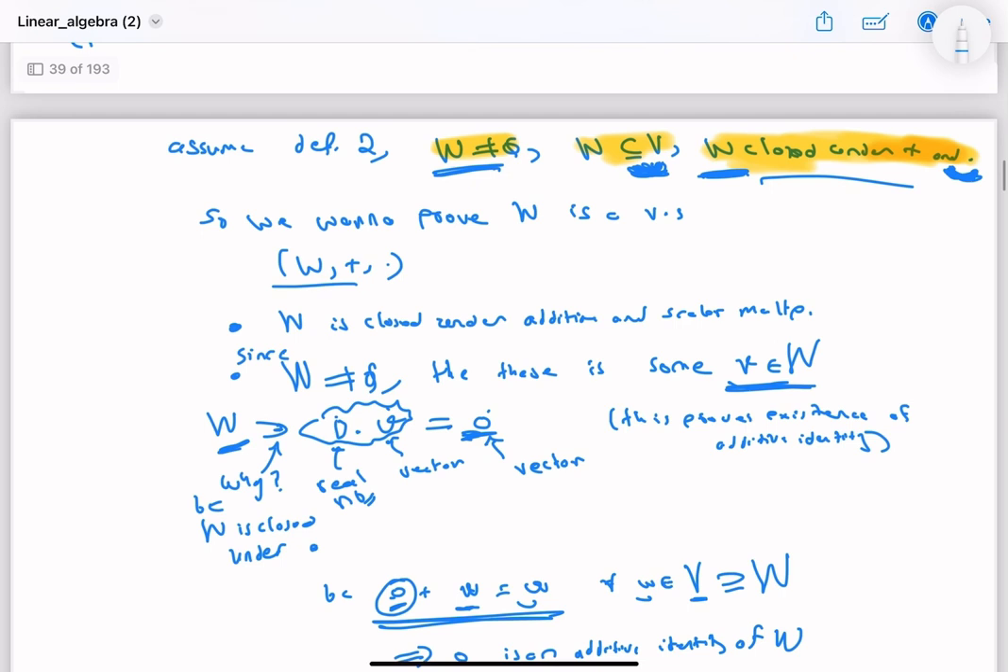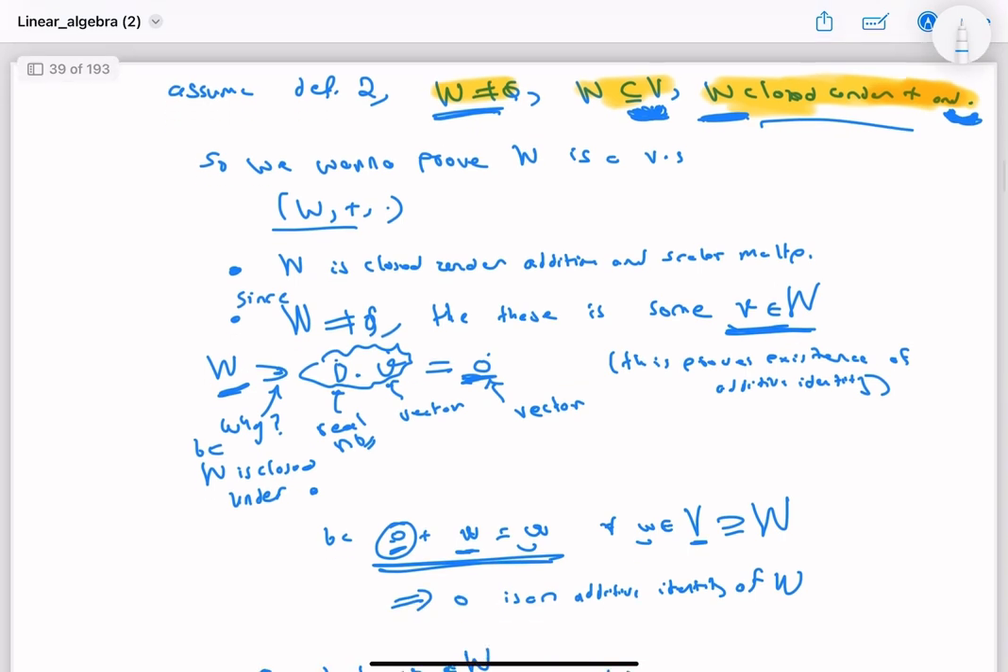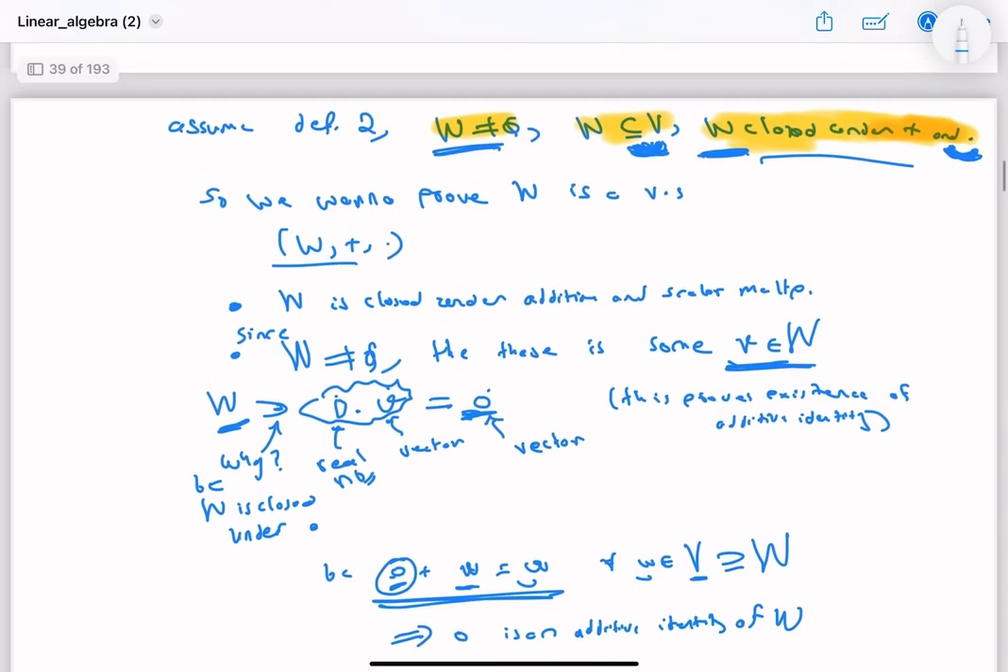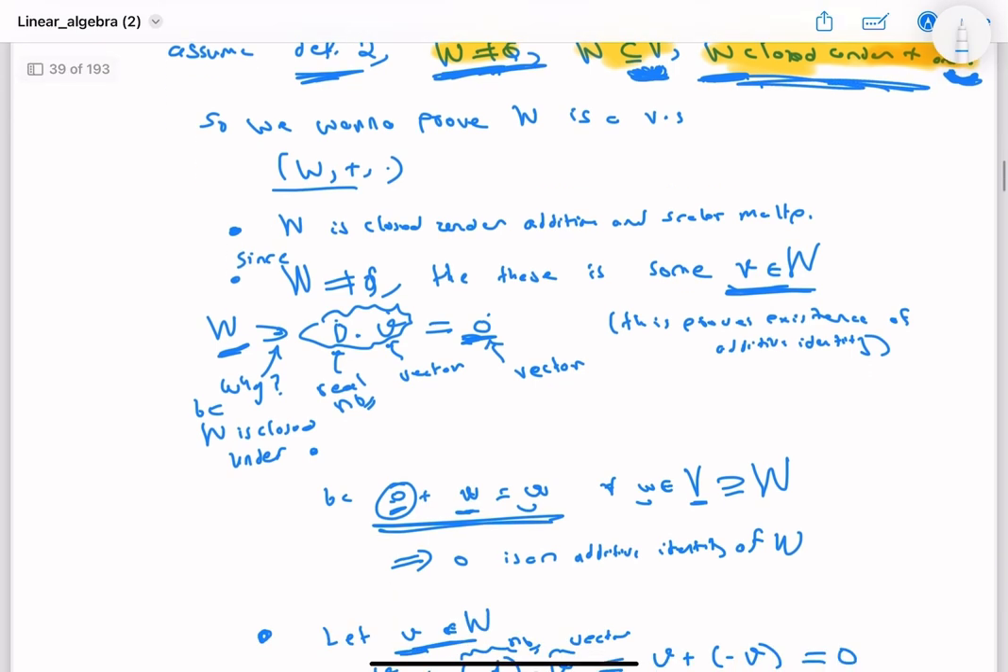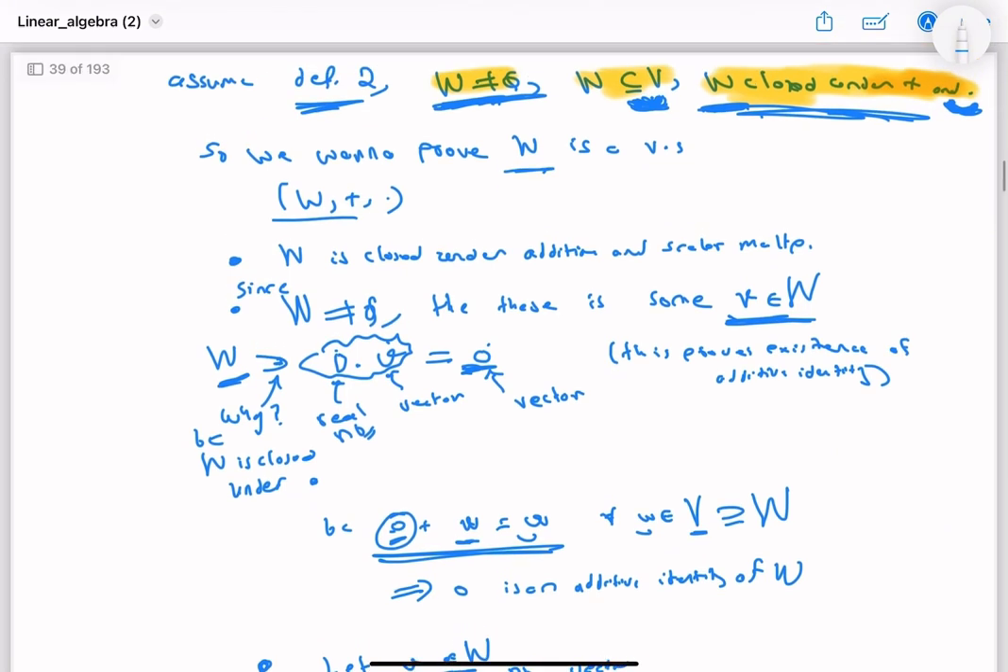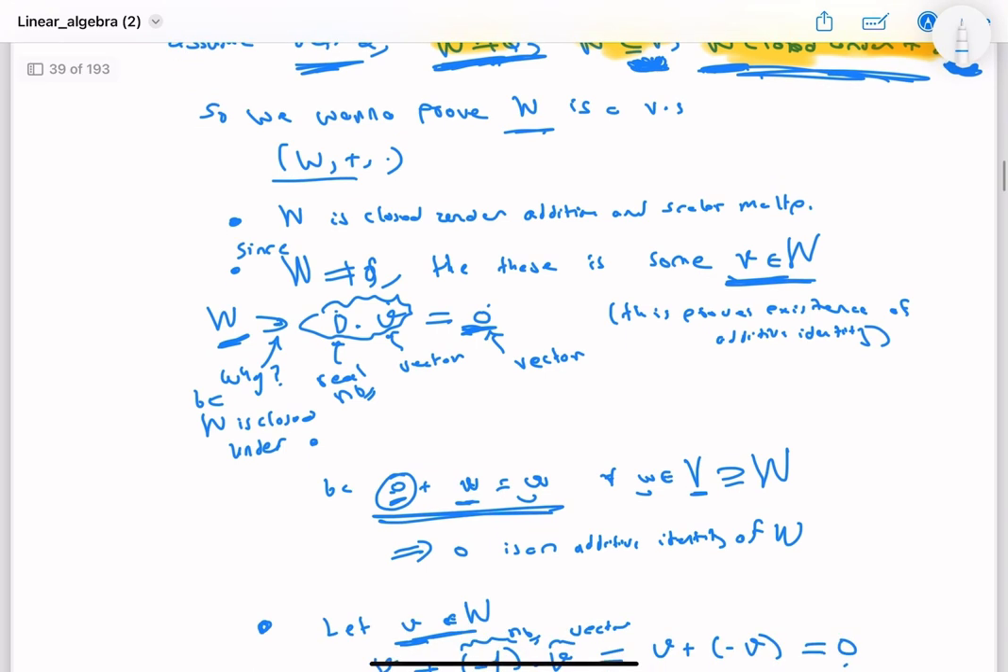So far so good. Let me just show you what we did. We started with the assumption, the only assumption, that omega is not empty. We mainly started with definition 2, but this is the same as omega not empty and omega closed under addition and scalar multiplication. And then we said, well, we want to prove that omega is a vector space, because this is what is left for it to satisfy definition 1. And then we said, well, it's closed under addition and scalar multiplication, so we're trying to prove that it's a vector space.